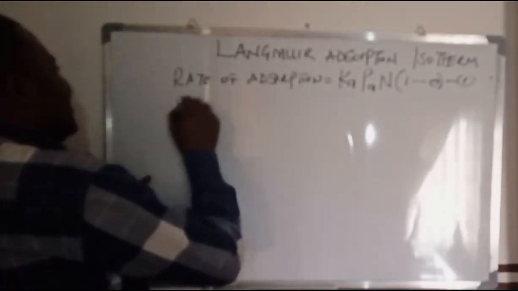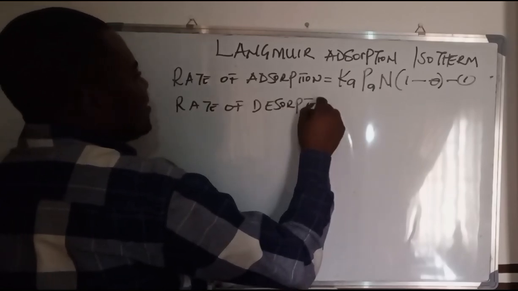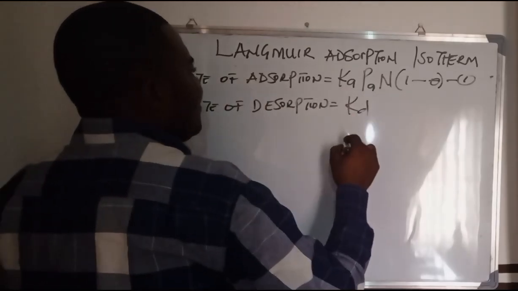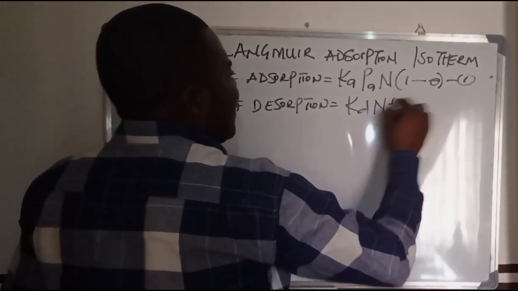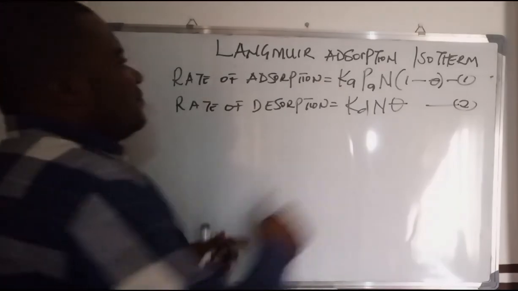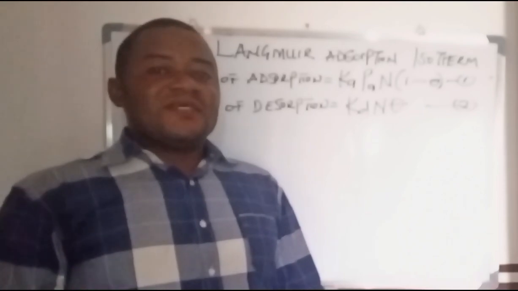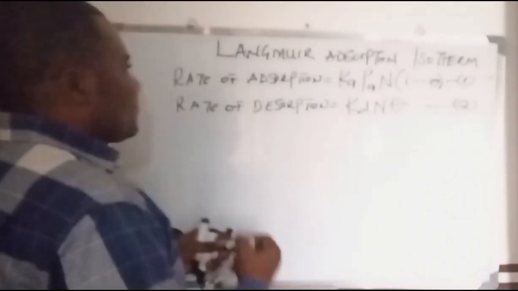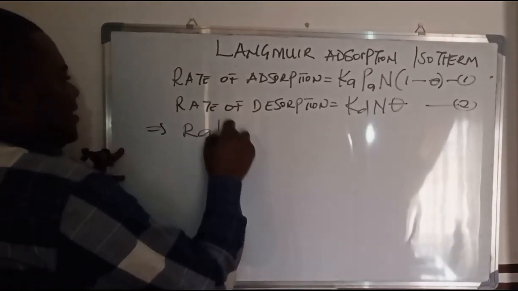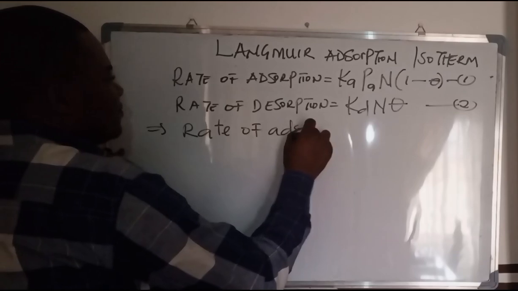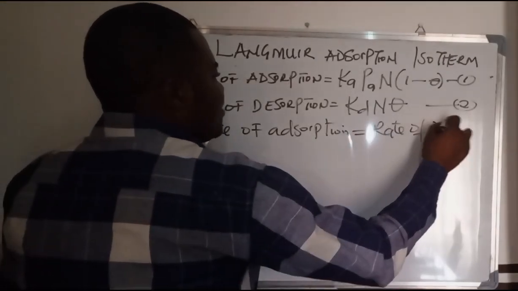Now the next one is the rate of desorption. We have Kd for the equilibrium constant of desorption, then the number of active sites, and the number of sites at the adsorbent. Now we can equate these, since we say the rate of adsorption is equal to the rate of desorption.